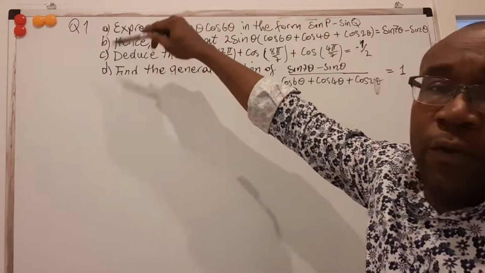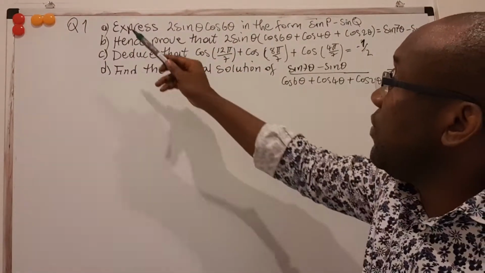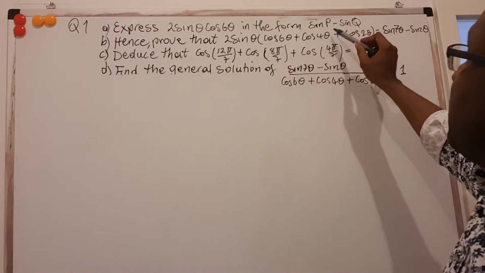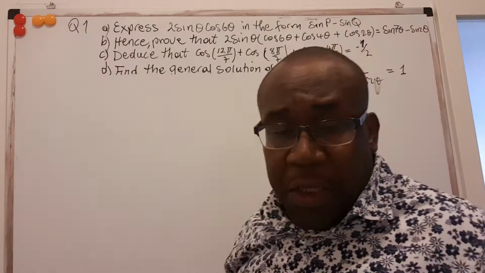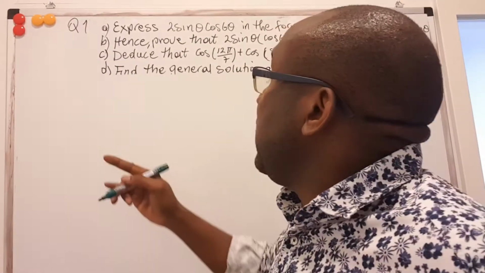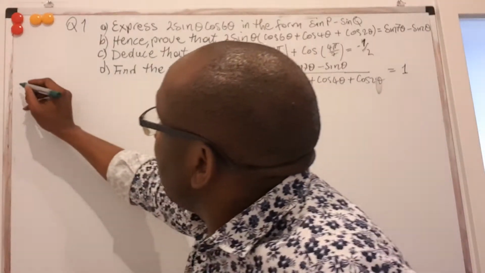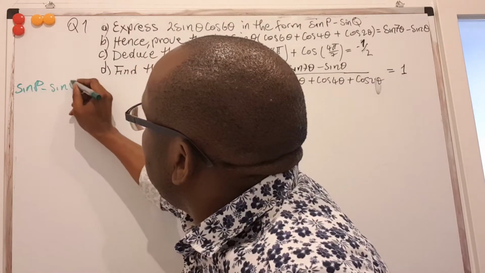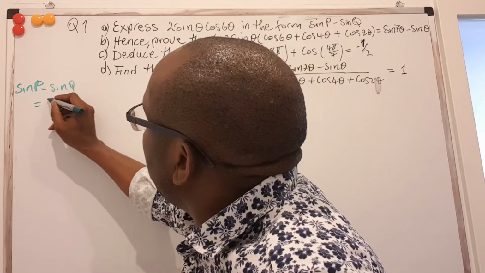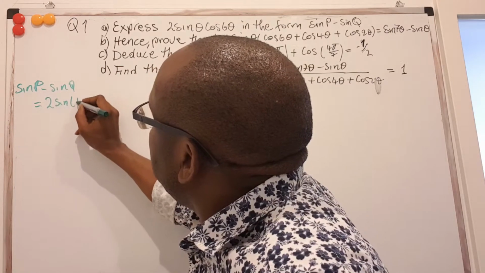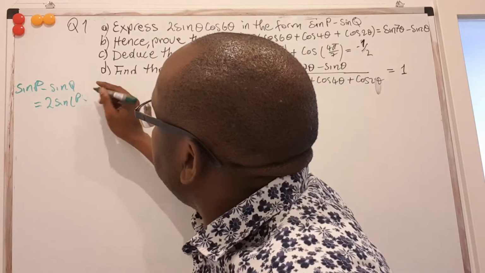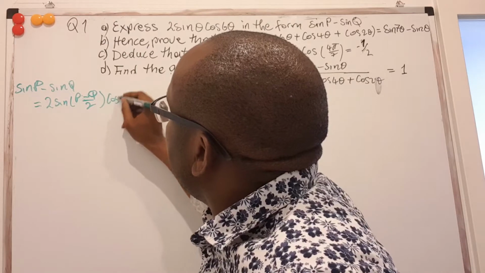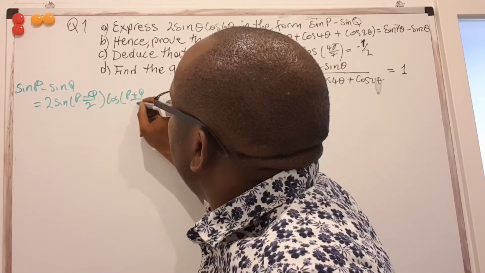So there are quite a few of them. There are 4 parts for this question. The first one says, express 2 sine theta cos 6 theta in the form sine p minus sine q. If you look at the factor formula, then you would see that based on that, we can show that sine p minus sine q is actually equal to 2 sine of (p minus q) divided by 2 cos of (p plus q) divided by 2.